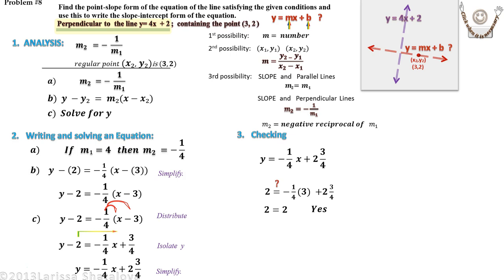So now you're ready to write the solution. y equals negative 1 over 4 x plus 2 and 3/4. Negative 1 over 4 is the slope and positive 2 and 3/4 is the y-intercept.